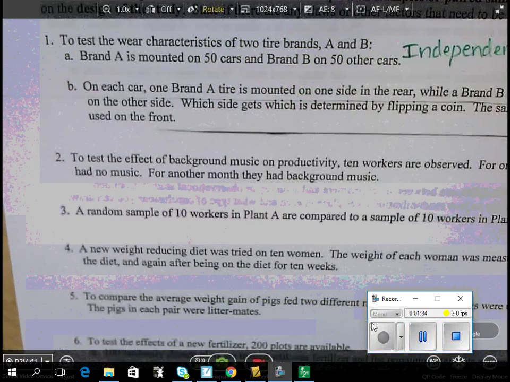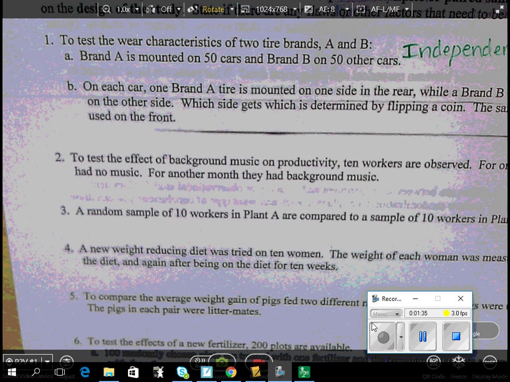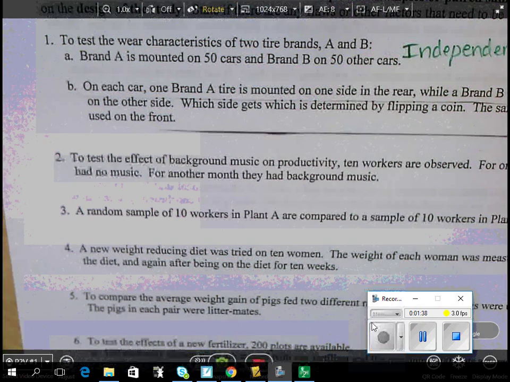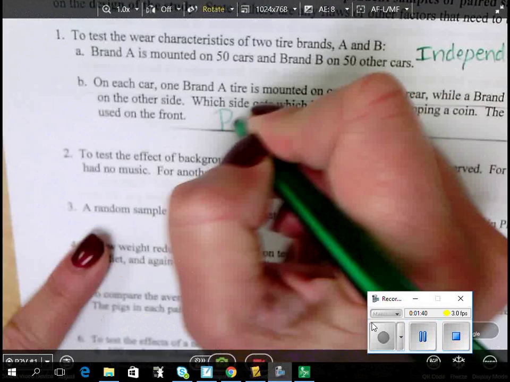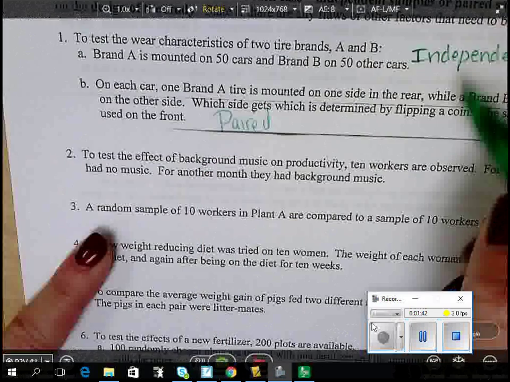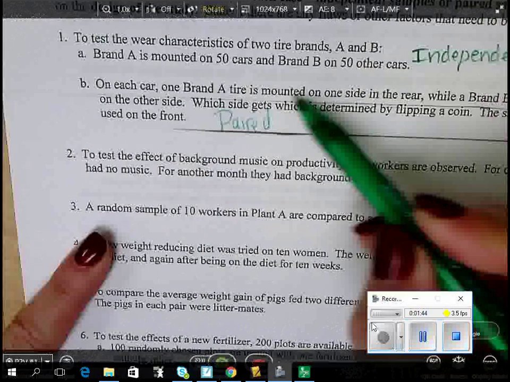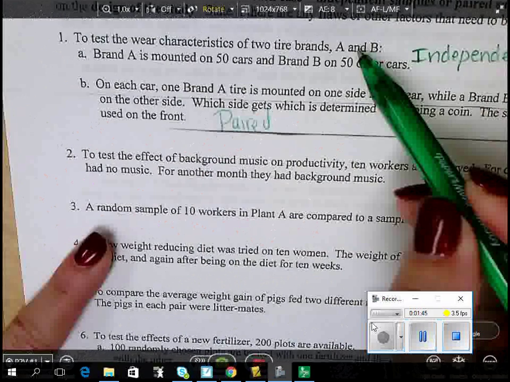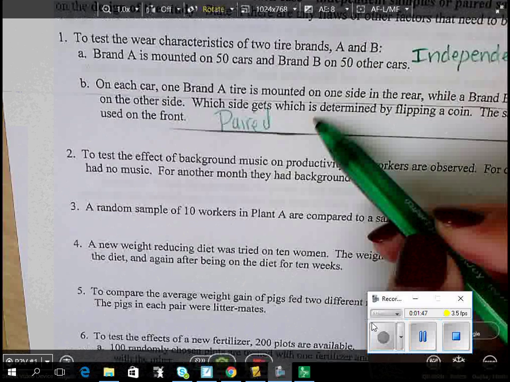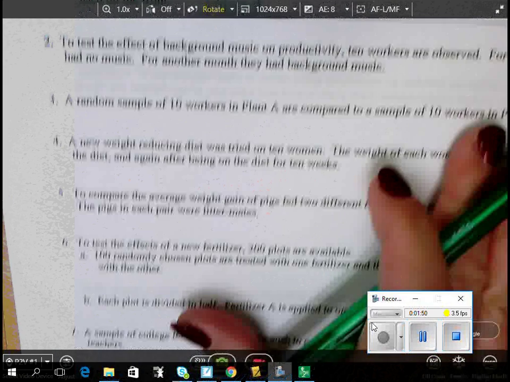What do you think about B? It's paired because it's matched by car, right? So this is a paired sample. Very good. So that's an example of a situation where an experiment where you can either match it or not match it. What about problem number 2?